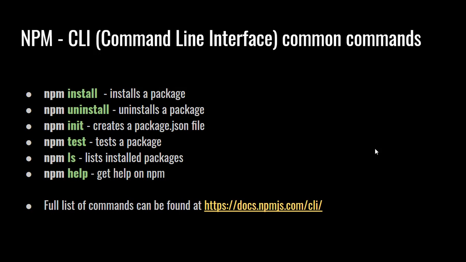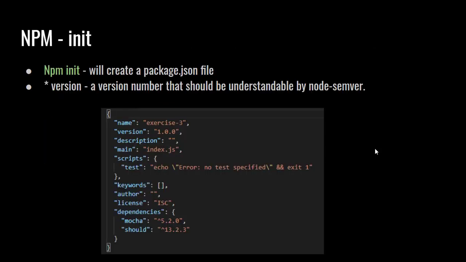So there's a full list of commands here at this URL, docs.npmjs.com CLI, and there's a lot more and a lot of different things you can do with the CLI, but for our intents and purposes, we're going to be using the same commands quite frequently, and you'll get used to them quite a bit. So npm init is a quick way to run on a blank project to create that package.json file.